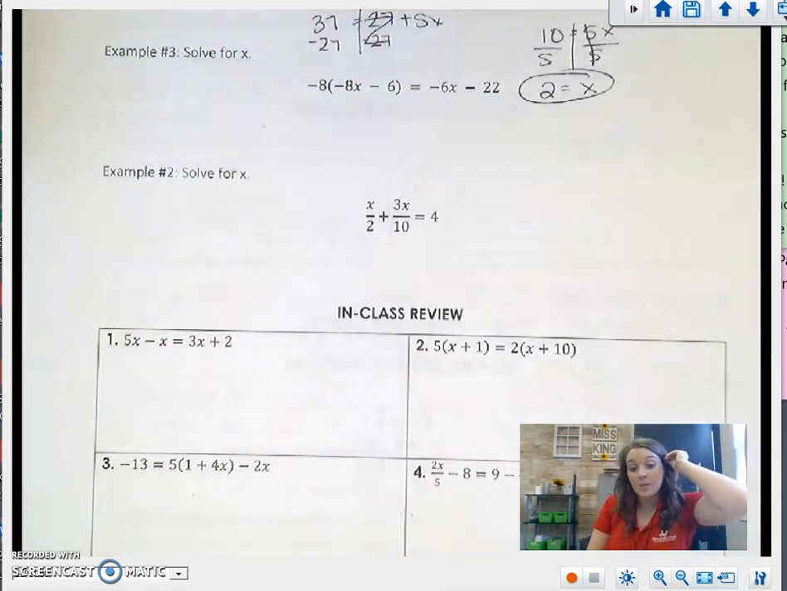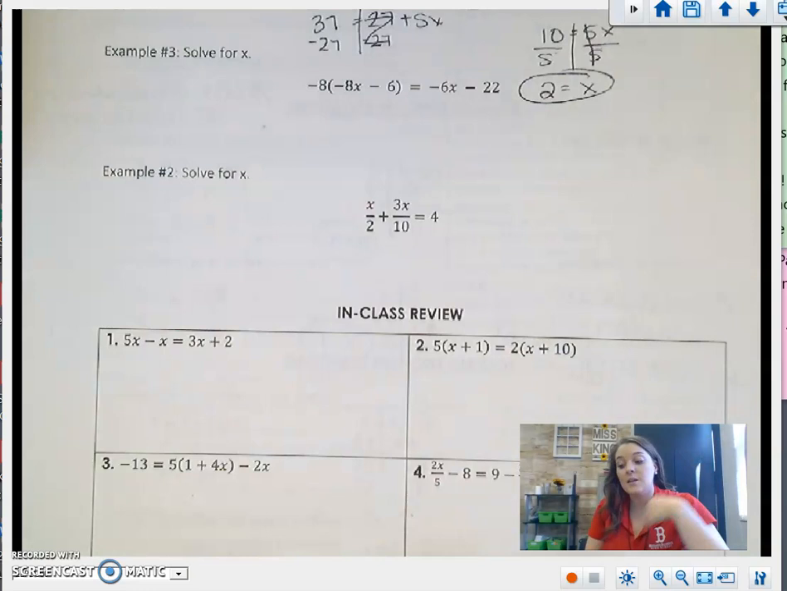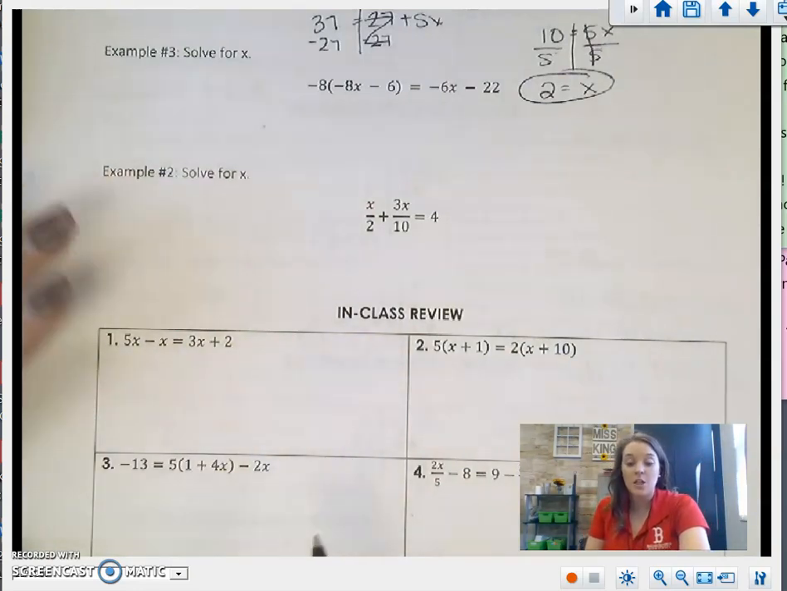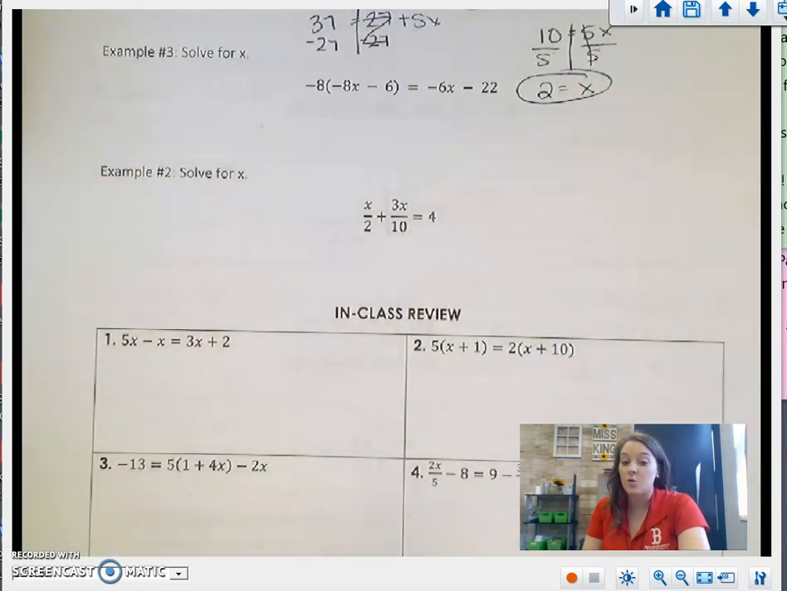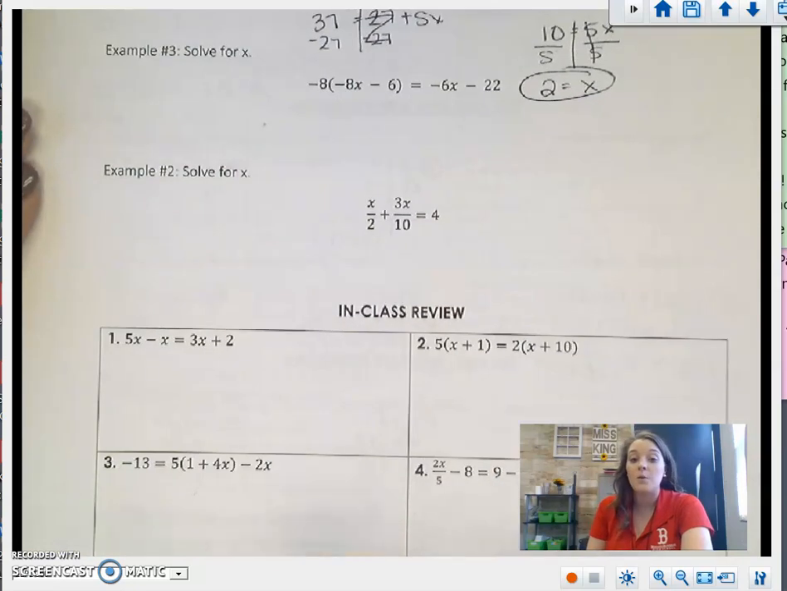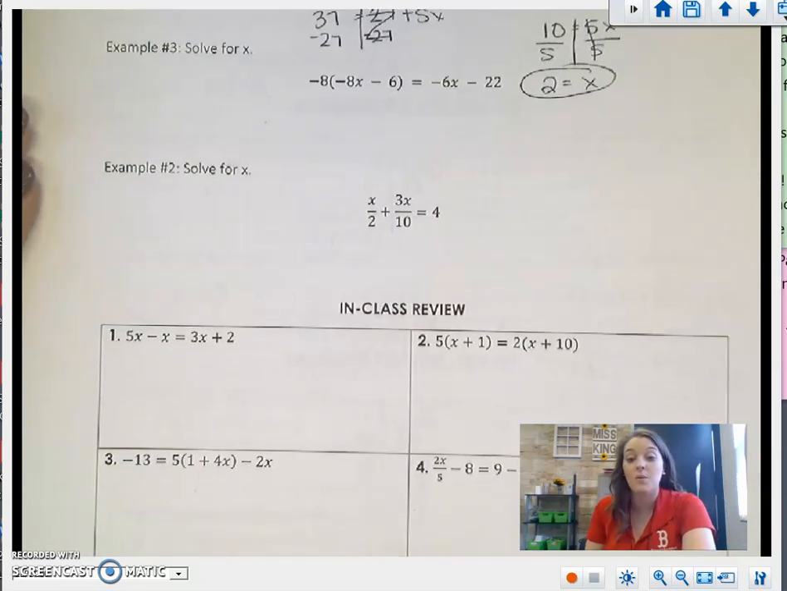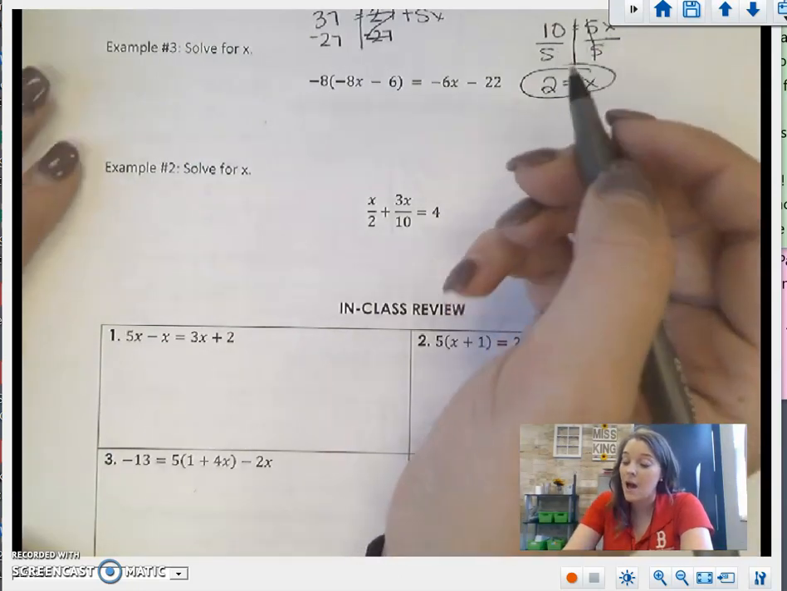The more practice you get with solving equations, the easier it gets. It's all about order of operations and taking your time and making sure you drop down everything. If you drop a negative, you are going to get the answer wrong. That's the most common problem that I see when I'm grading solving linear equations: people forgot their negatives or they use the wrong inverse operation. So take your time when doing that.